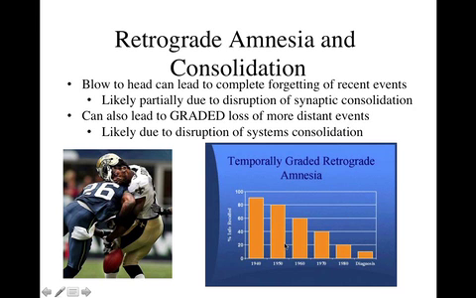Why is that? The suggestion is that because that memory has been further and further consolidated over a lifetime, our memory continues to get consolidated and becomes more and more stable and permanent. So this type of head injury can lead to a disruption of this consolidation, and that's why you see this kind of graded retrograde amnesia. Things that are not yet consolidated are now getting disrupted.